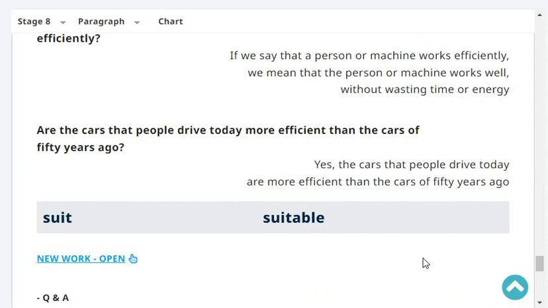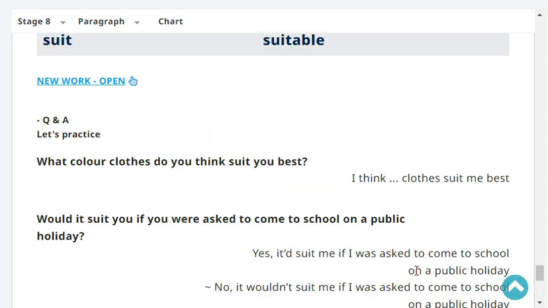Are the cars that people drive today more efficient than the cars of 50 years ago? Yes, the cars that people drive today are more efficient than the cars of 50 years ago. Very good.